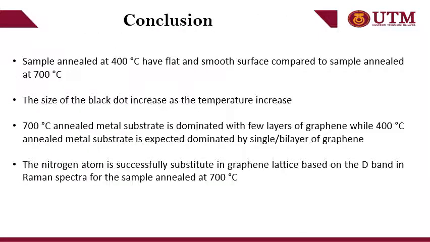Conclusion. The sample annealed at 400 degrees Celsius has a flat and smooth surface compared to the sample annealed at 700 degrees Celsius. The size of the black dots increased as the temperature increased. The 700 degrees Celsius annealed metal substrate is dominated by few layers of graphene, while the 400 degrees Celsius annealed metal substrate is expected to be dominated by single or bilayer graphene. Lastly, the nitrogen atom is successfully substituted in the graphene lattice based on the D-band in the Raman spectrum for the sample annealed at 700 degrees Celsius.